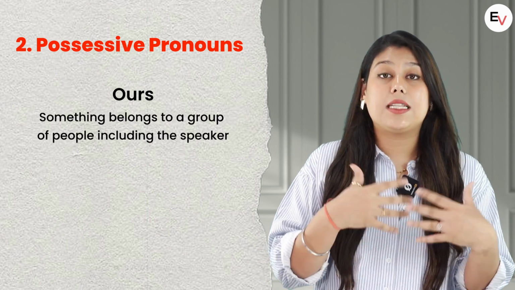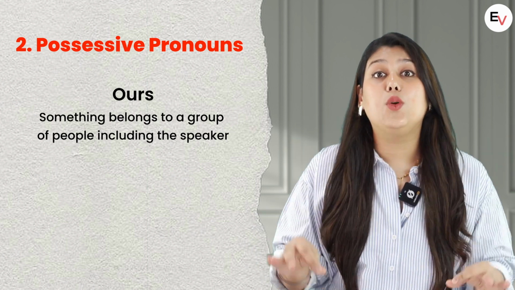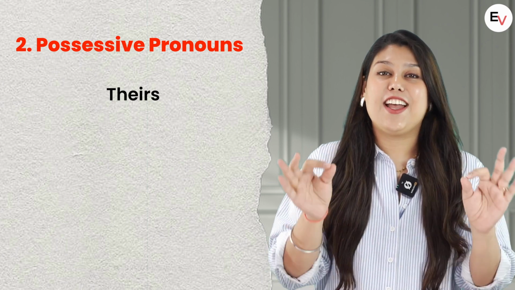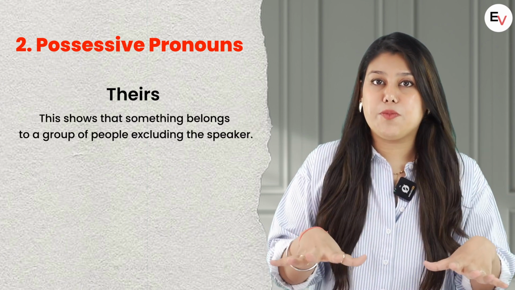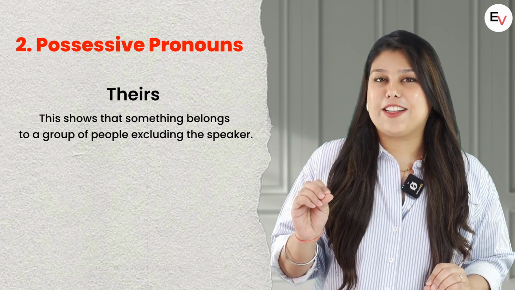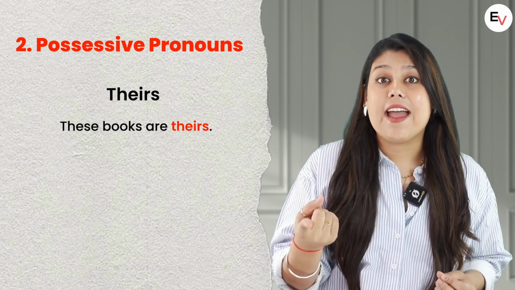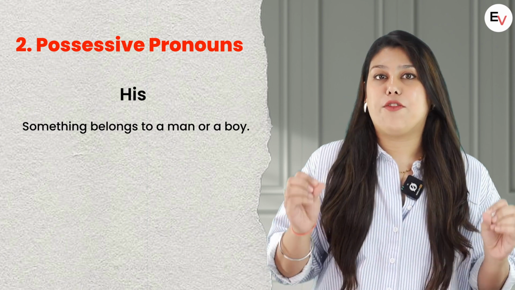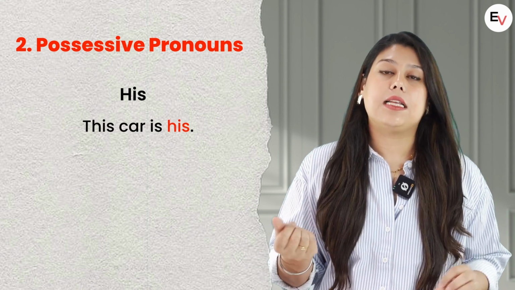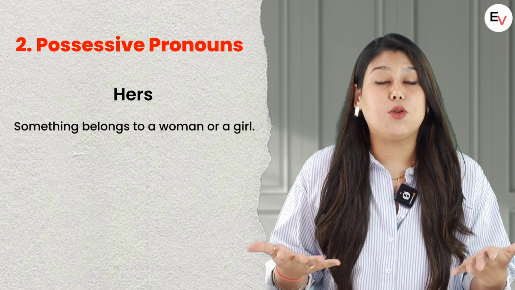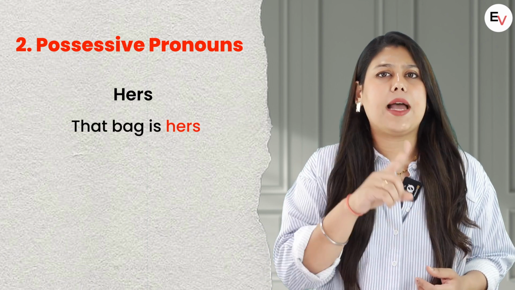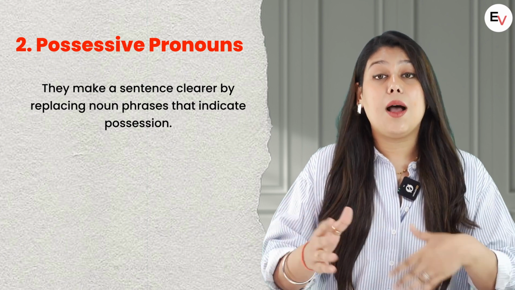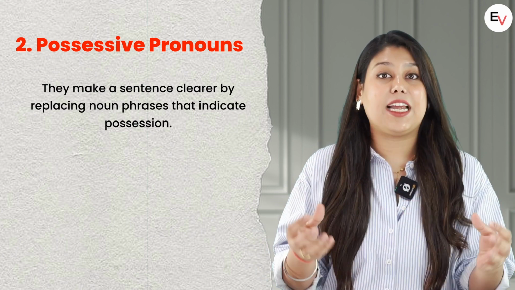Ours. This shows that something belongs to a group of people, including the speaker. For example, this house is ours. Theirs. This shows that something belongs to a group of people, excluding the speaker. For example, these books are theirs. His. This shows that something belongs to a man or a boy. For example, this car is his. Hers. This shows that something belongs to a woman or a girl. That bag is hers. So possessive pronouns, they make a sentence clearer by replacing noun phrases that indicate possession.